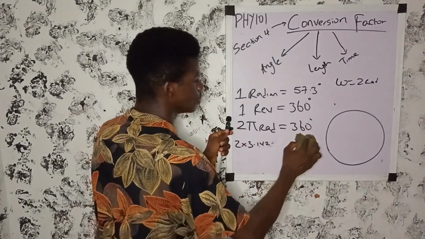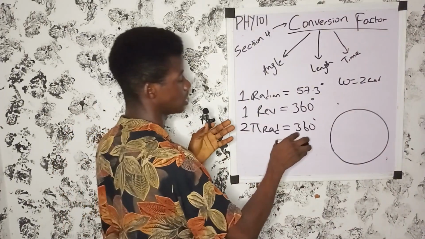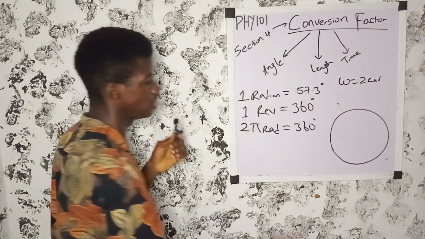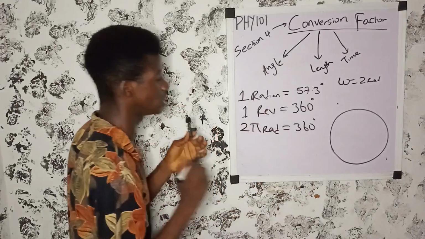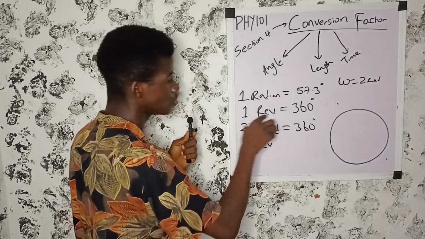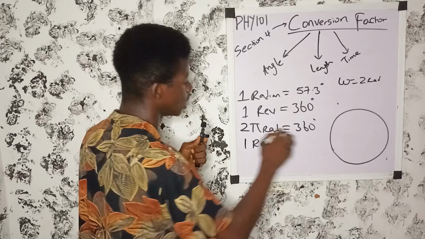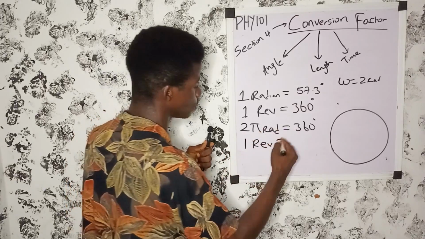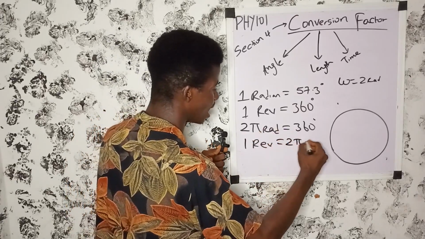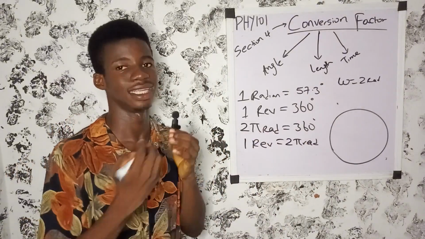Okay, so take note that 2 pi radian is equal to what? 360 degrees. One revolution is equal to 360 degrees. So this can also tell you that since one revolution is equal to 360 degrees and 2 pi radian is also equal to 360 degrees, one revolution is still equal to what? 2 pi radian. Okay, yes, 2 pi radian.